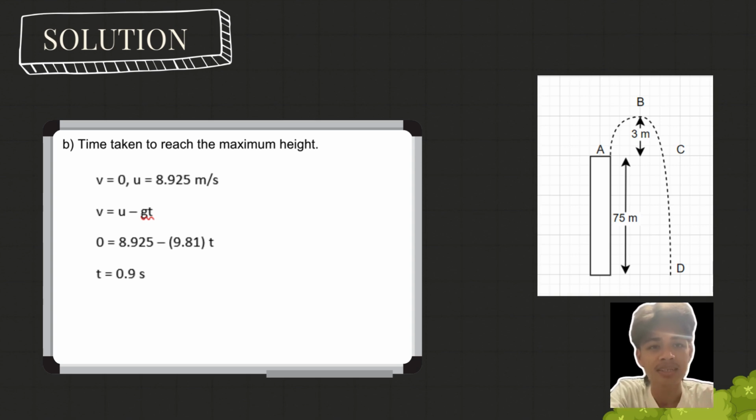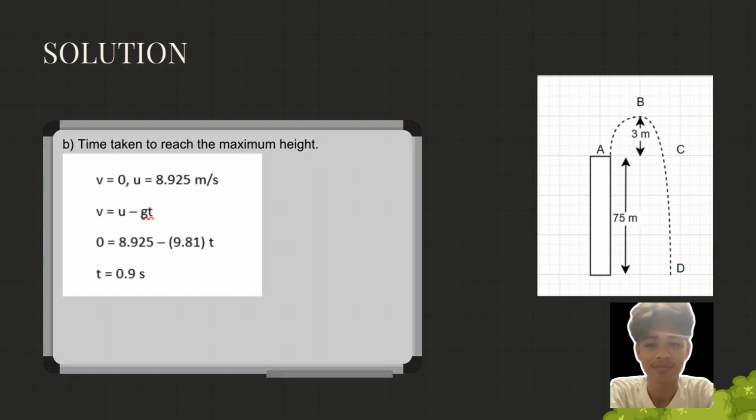Question 2, time taken to reach the maximum height. Here we want to find the time to reach the maximum height. You can see here v is 0 and u is 8.925 meters per second. Based on the information I have, it is suitable to use v = u - gt, where t is what we want to find. After we key in the information, we get the time equal to 0.9 seconds.